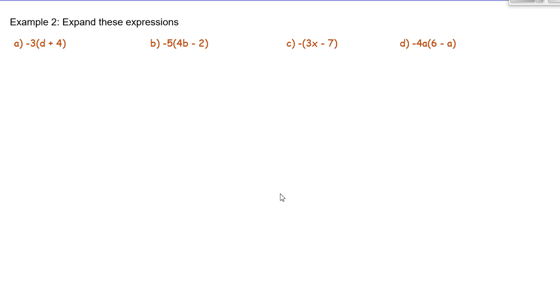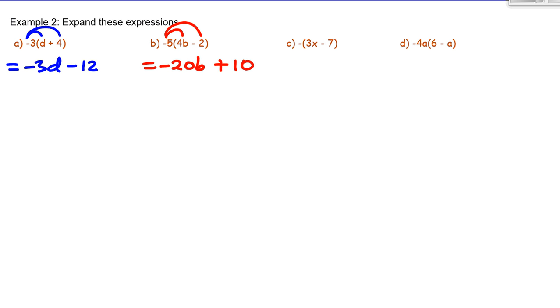Here is another example. Expand these expressions. So you're going to do that. Multiply the number outside by each of the letters or numbers inside the bracket. So that will be negative 3D minus 12. Why? Because negative 3 multiplied by 4 is negative 12. Here again, we have negative 5 times 4b, that will be negative 20b. And here, negative multiplied by negative is positive, so positive 10.